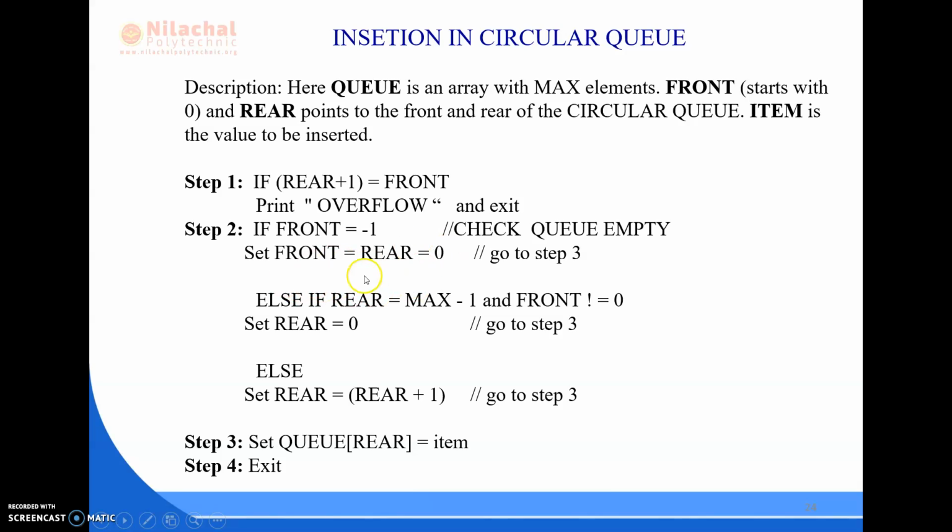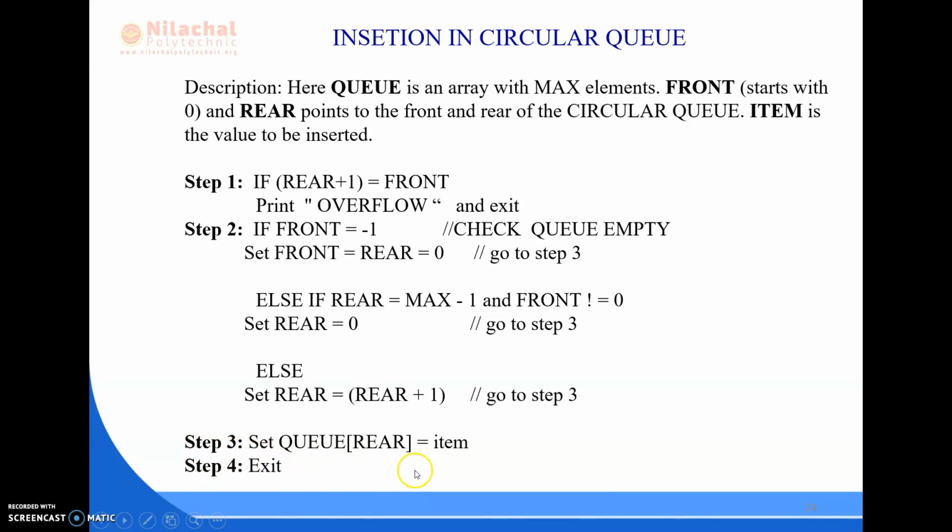Again, this condition will be applied. This condition means there is one deletion done at the front part, so front is not equal to 0. Else, there is insertion done already, but there is some space left at the rear part, at the end part. So we will increment the rear by 1 and we will do the insertion.